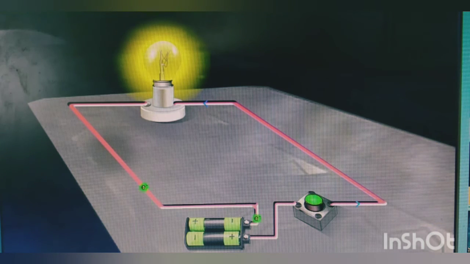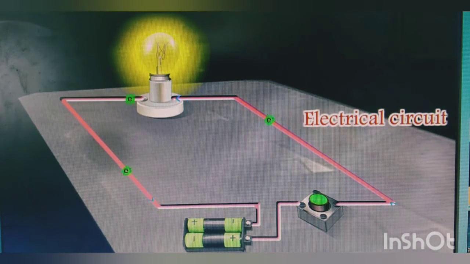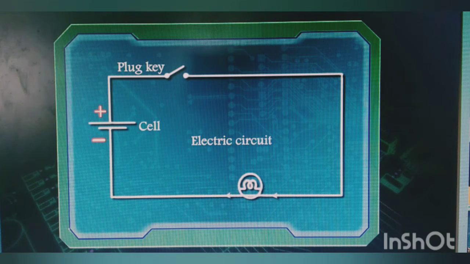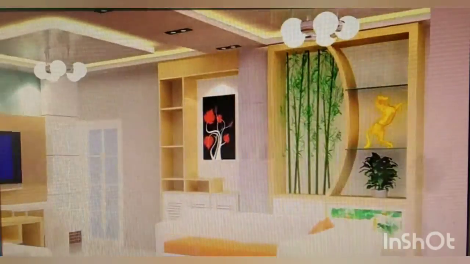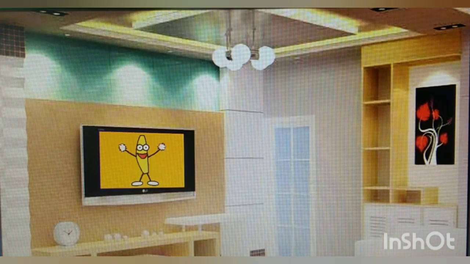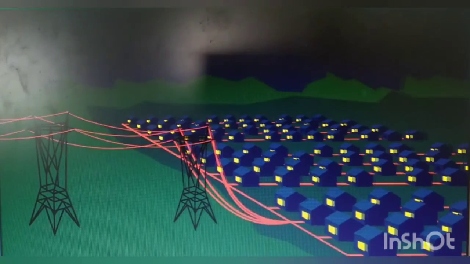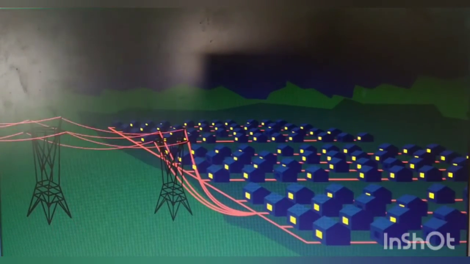This type of connection of electrical components is called an electrical circuit, and a circuit is shown in the figure. The cell is shown by this symbol. An electrical circuit is also used in the home supply. However, the electricity supply is made from outside instead of electric cells. So we will learn about it later.